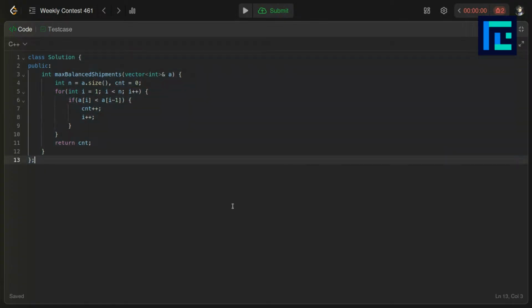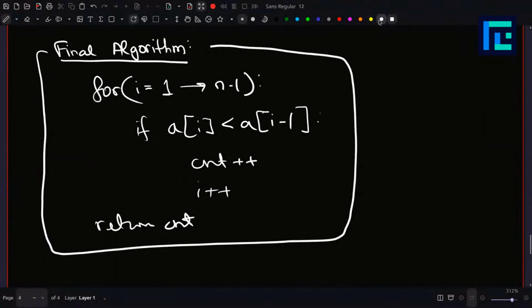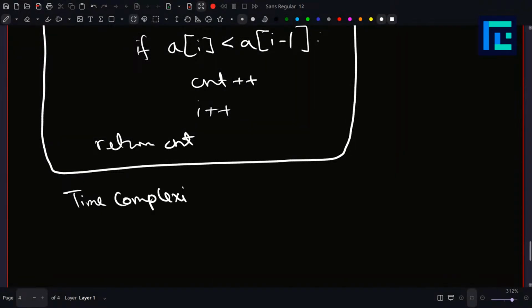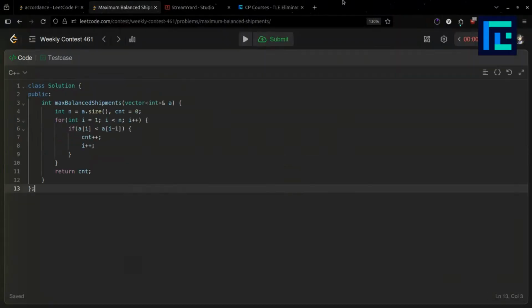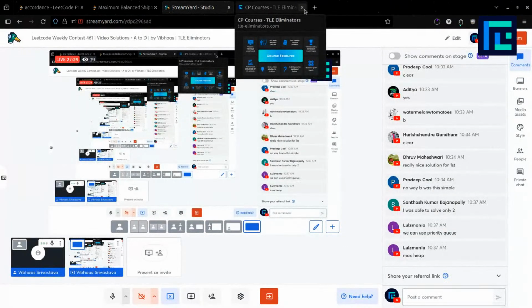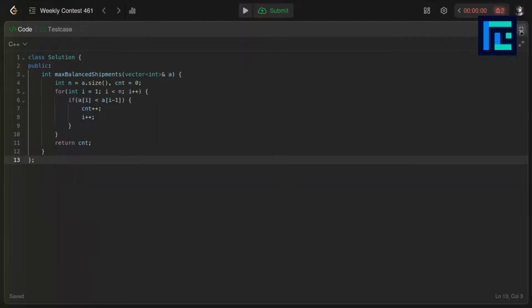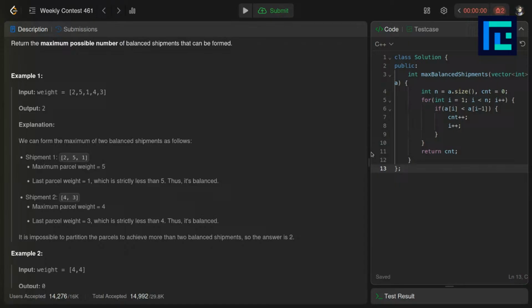Okay, so this is the code for problem B. The time complexity for this is also big O of n, because we are only visiting each element exactly once in the loop. Does that make sense, guys? Problem B is clear? Any doubts?